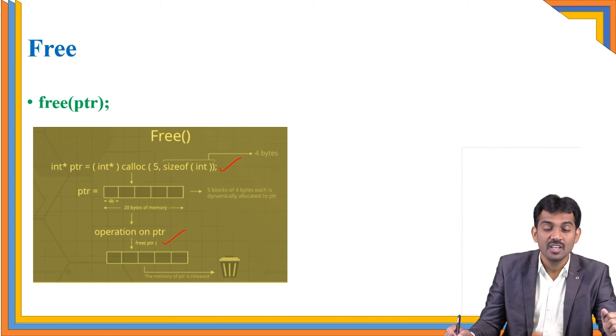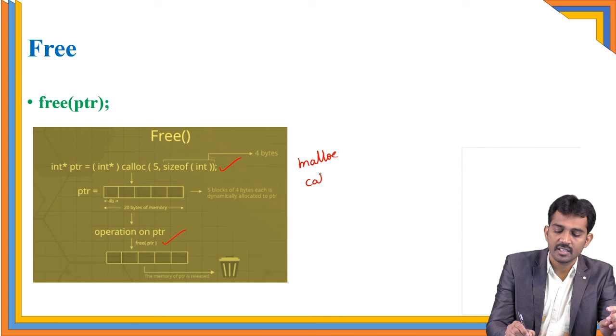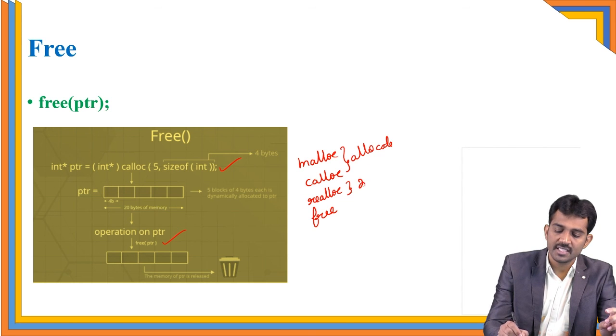Is this clear? We have 4 functions. Please note these: malloc, calloc, right, and realloc and free. See, these two are allocating the memory, realloc either increases or decreases, right? And free is the function to release the memory.